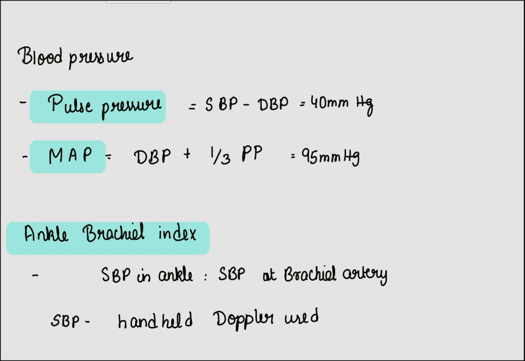Then ankle brachial index, it's the ratio of SBP in the ankle to the SBP at the brachial artery. SBP is measured by handheld Doppler.